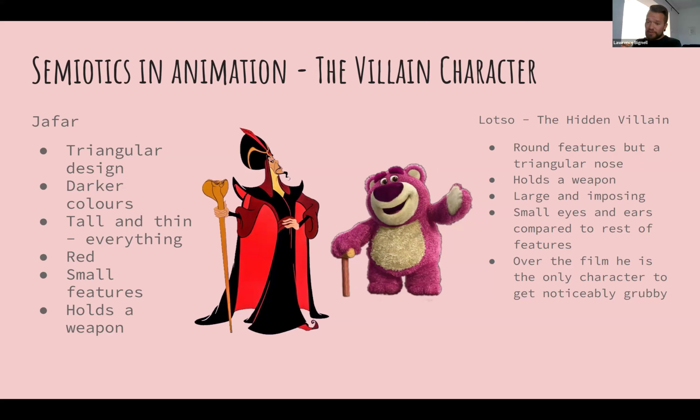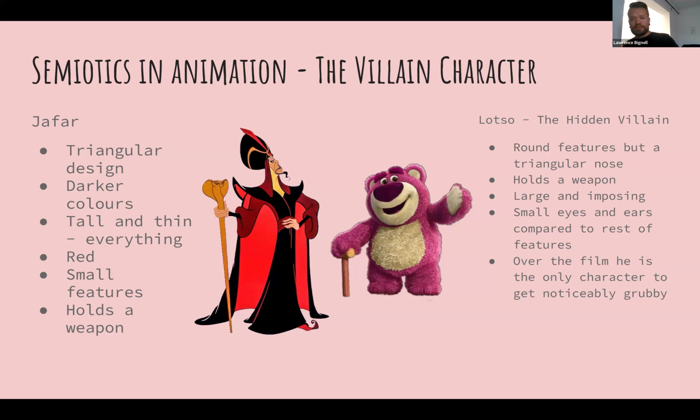Lotso, very similarly, also holds a weapon. He has a little mallet. He has round features, but a triangular nose. And as part of the hidden villain here, they sneak in the triangular designs. So that nose is a rounded triangle, and it's a lot darker than the rest of him. Again, perhaps showing some deeper, more evil intent.